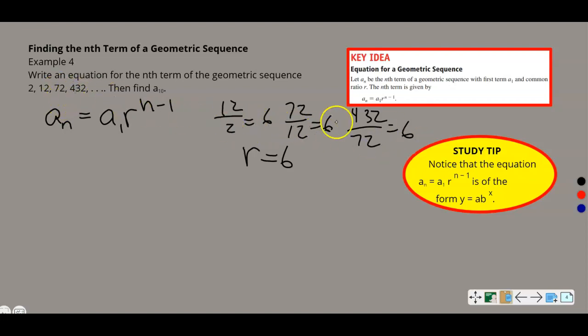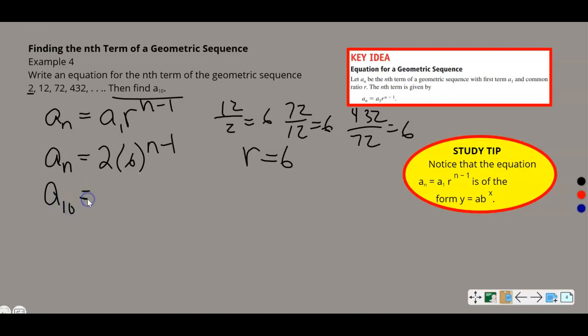So if we work backwards and look at the division here, remember division and multiplication are inverse properties. So this is an easy way to determine the common ratio if you don't just look at it and see the pattern. All right, now a sub 1 is our first term. So we can see here we have our first term, and now we have our common ratio. So we're going to have a sub n equals 2 times 6 raised to the n minus 1 power. All right, then it says find a sub 10. So we're going to look for our 10th term.